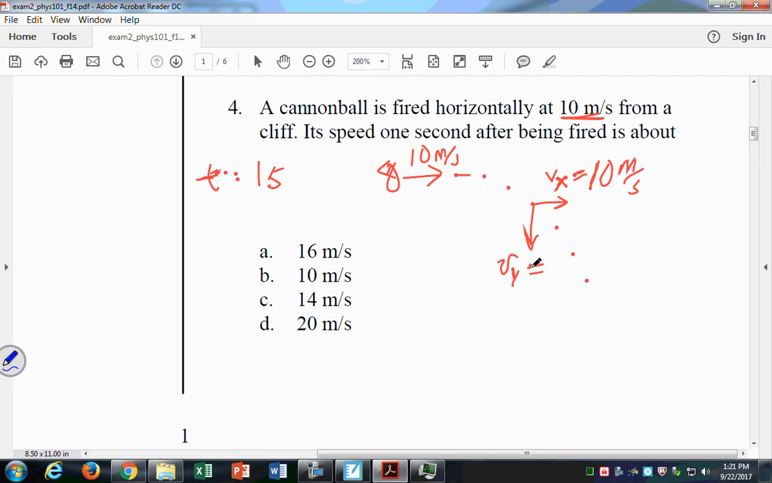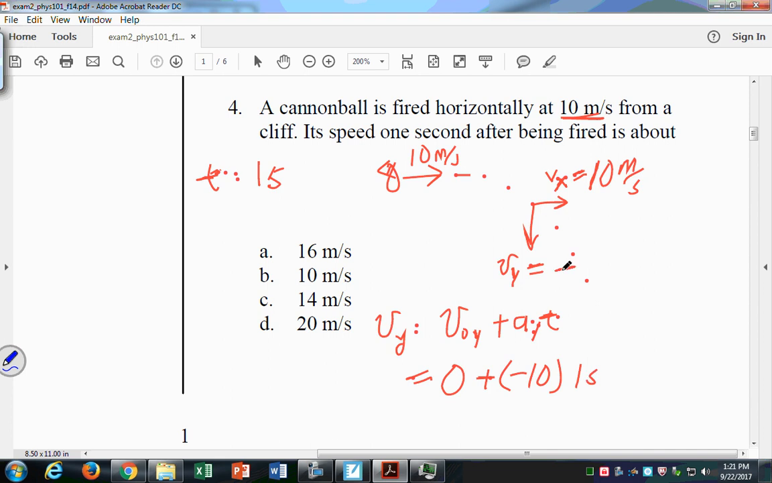Well, how do I find Vy? Right. I know that Vy changes because it has that acceleration. So I say Vy equals V naught y, which is 0, plus a_y t. And so that's equal to 0 plus negative 10, that's my acceleration, times 1 second. And so Vy is going to equal negative 10. So now I have these two components of the vector, 10 meters per second, 10 meters per second.